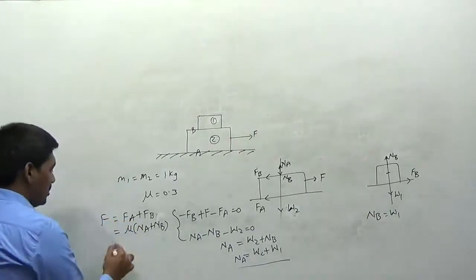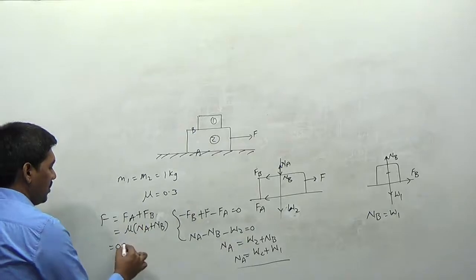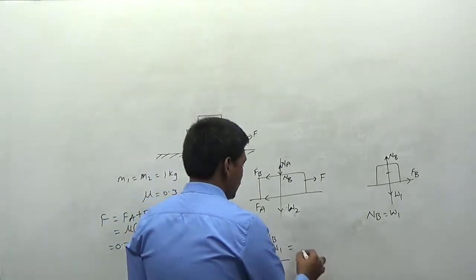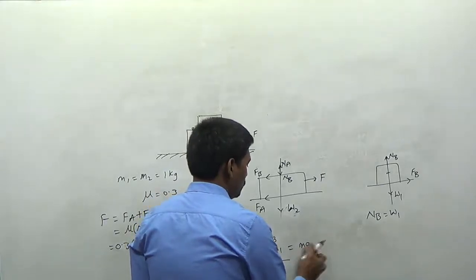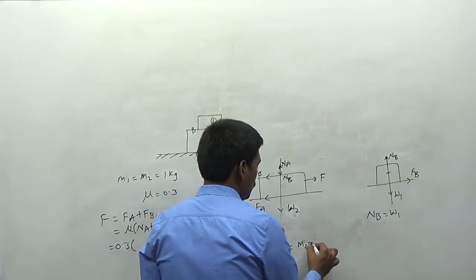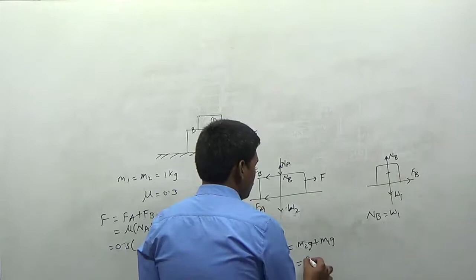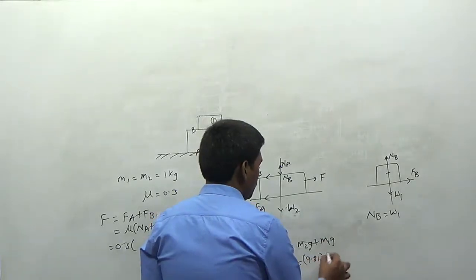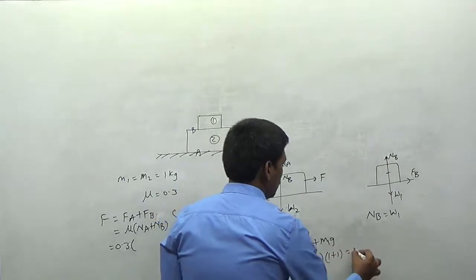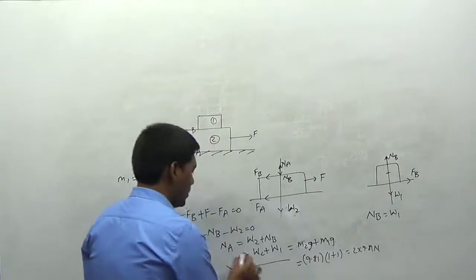Therefore I can write this value as mu, which is 0.3, multiplied by the value of Na. W2 I can write as m2 into g, plus m1 into g. The value of g is 9.81. What is the mass of each block? 1 plus 1 is equal to 2 kg. So 2 into 9.81 newtons is the value of Na.